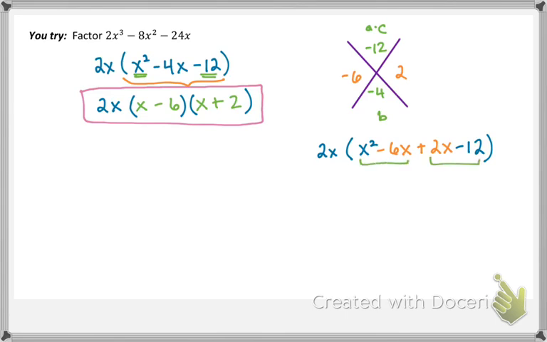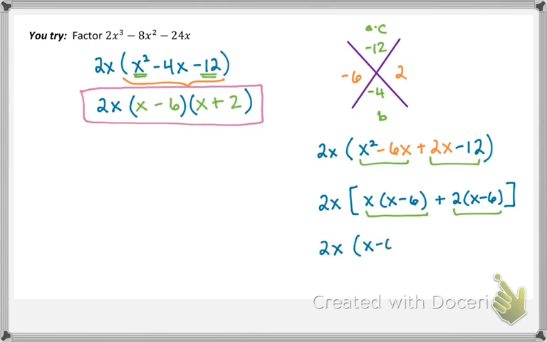Factor out the GCF from each group. From the first group, x, I'm left with x minus 6, and I'm going to make this bracket bigger so we don't get confused with all the parentheses. From the second group, the GCF is 2, and again I have x minus 6. And then from both of these groups, I have x minus 6 in common. And then we have x plus 2, and then we get the same exact answer.